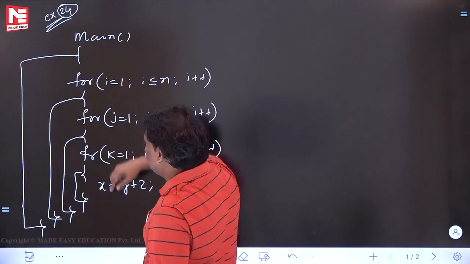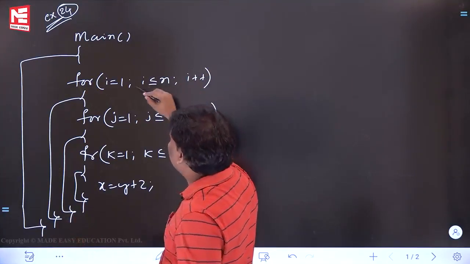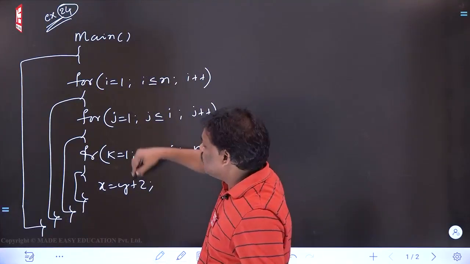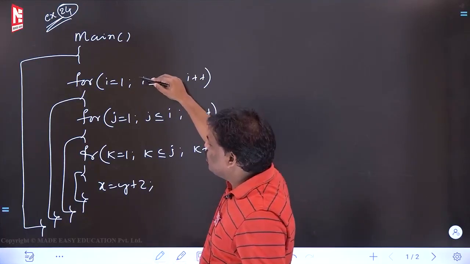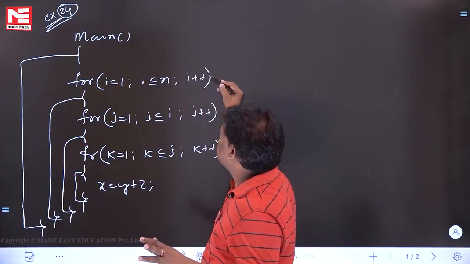So three inner loops are there. Find the individual counts and multiply, everyone knows that. But one thing I want to ask you.